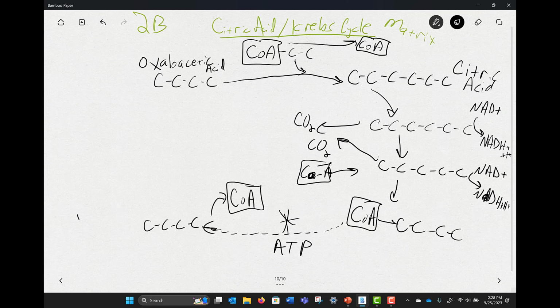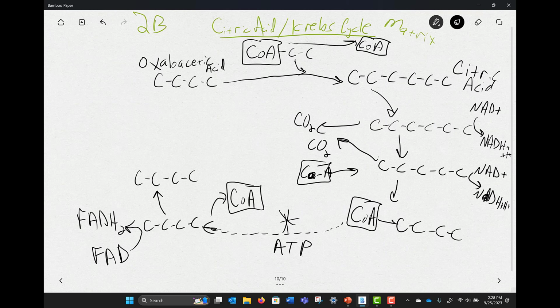Here, for the first time, we're going to see our friend FADH2 come from FAD. FAD comes along, takes some electrons and some protons, leaves as FADH2. Nothing else falls off, so we are still left with a 4-carbon compound. It is a different 4-carbon compound because we lost some electrons and protons. This is called fumaric acid. You don't need to know that.